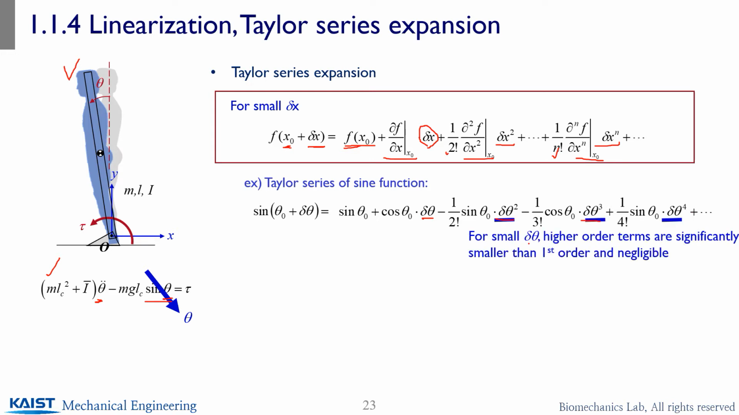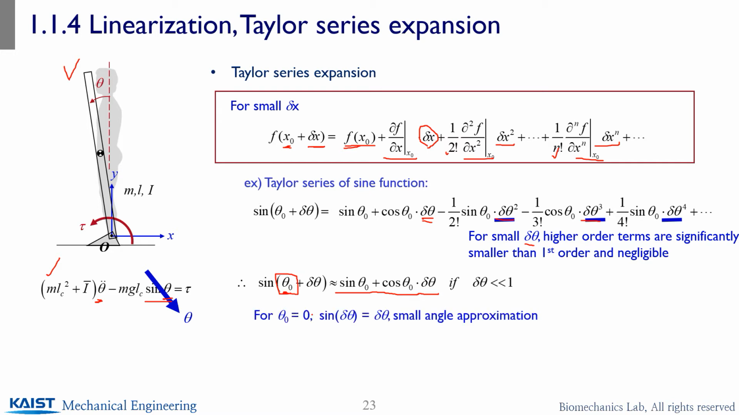For very, very small delta theta, those higher order terms are going to be a lot smaller than the first order term. So you can approximate sine of theta naught plus delta theta as sine theta naught plus cosine theta naught times delta theta. And for the very special case when you're linearizing with respect to theta naught equals zero, like an upright posture, you can formulate this as sine delta theta being delta theta, which is in accordance with the small angle approximation.